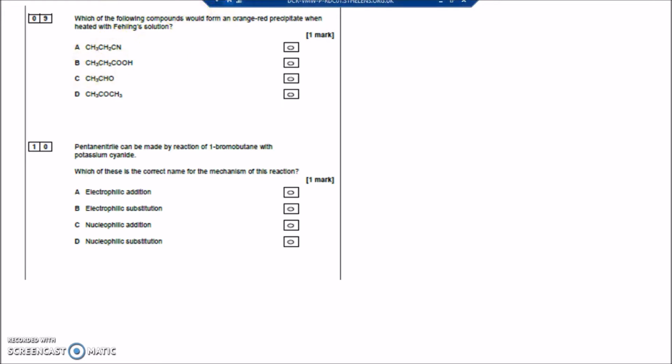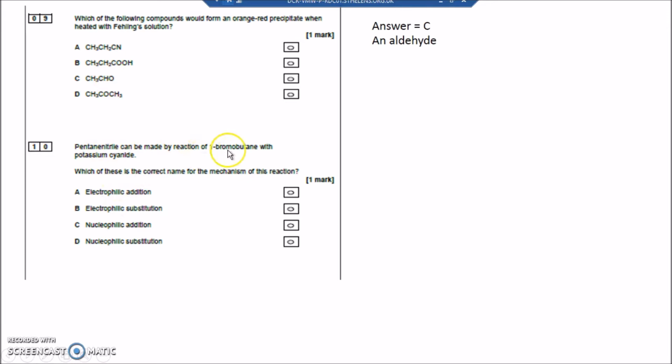Which of the following would form an orange-red precipitate when heated with Fehling's solution? So I've got a nitrile as A, I've got a carboxylic acid as B, which would react with sodium carbonate and make bubbles. I've got an aldehyde as C, which would make a silver mirror with warm Tollens' reagent, or would indeed form an orange-red precipitate when heated with Fehling's solution. And then I've got a ketone as well. The answer is C, an aldehyde would form an orange-red precipitate when heated with Fehling's solution. And as I say, the alternative test is warm Tollens' reagent forming a silver mirror.